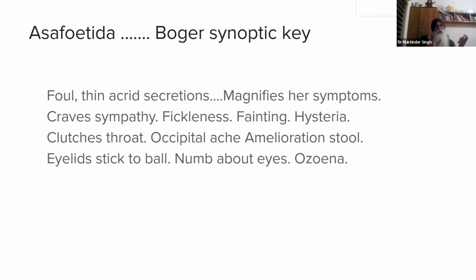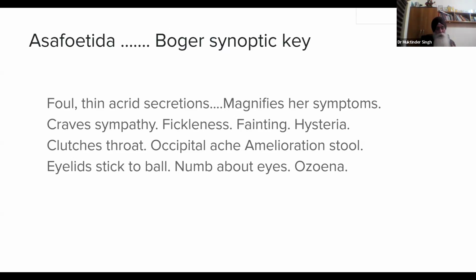So asafoetida is one of the remedies which craves sympathy. She is an attention seeker, with fickleness, fainting, hysteria, clutches throat. "No, I'm dying," occipital ache, ambulation, stool, eyelids stick to the ball, numb about eyes, ozena. Boger always writes very small information, but that information is a gem. I hope I'm getting through to you. If you are with me, please type so that I know that I'm able to communicate with you. So think of such remedies, think of understanding and knowing these remedies. These are the gems of the remedies.